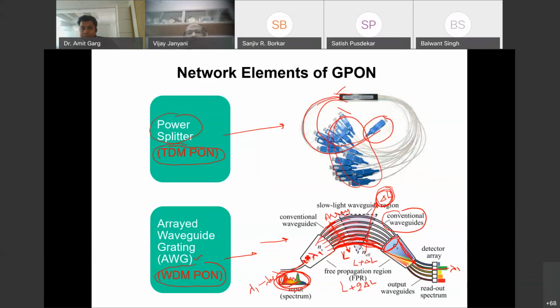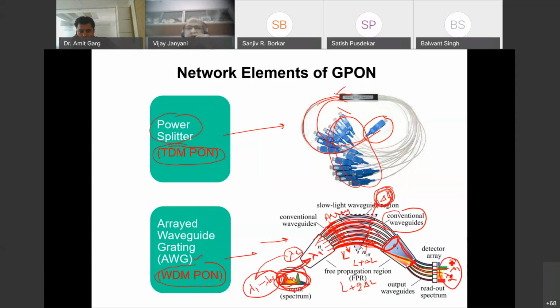Similarly, if lambda 2 is passing through all these, because lambda 2 is slightly different than lambda 1, for the same path length of delta L, it will have a slightly different phase shift when it reaches here. So instead of this point, it will focus, let us say, at this point. So there is a fiber to collect this wavelength. So all these wavelengths which were together here, combined here, will now be separated here.